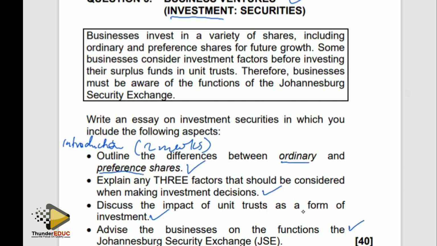But some of these types of shares under preference shares receive dividends regardless of profit made. So now why are ordinary shares not receiving profits?